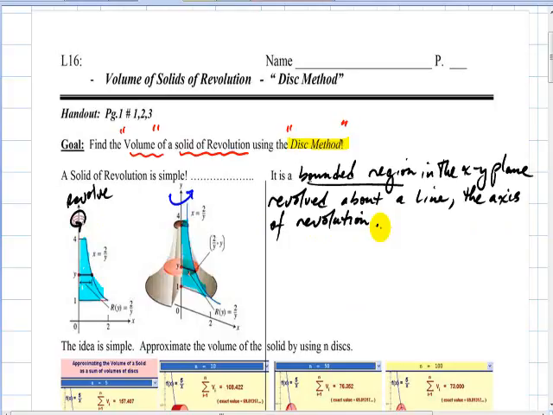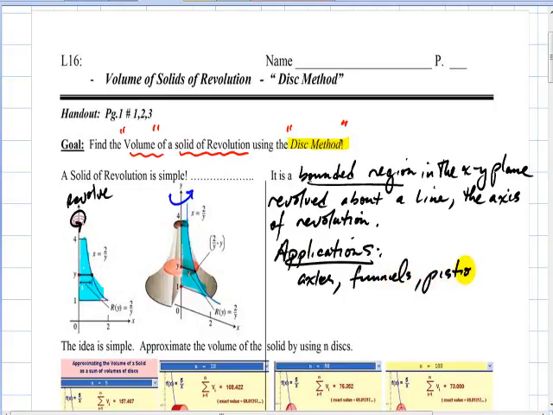Now where do you see this? In reality, the applications are vast. Let me list a few here. Anything that's formed on a lathe, either in the engineering field or in the carpentry field, is a solid of revolution. You see that in axles, in funnels, in pistons in a machine engine. Valves are another good example. If you've ever seen a valve in an engine, kind of like this shape right here with a hole through it, it is a solid of revolution. And basically anything made from a lathe.